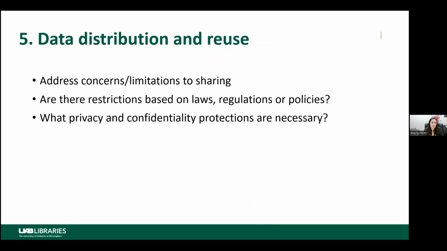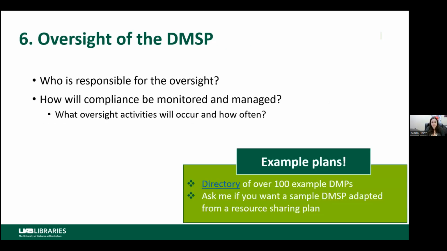In the 5th section, this is really dealing with concerns about distribution and reuse. Are there any limitations to the sharing and why? You just need to explain, and what protections are in place to make sure that any sensitive information is going to be maintained and safe. And then the last section is who's responsible for the oversight. Most of the time, this is going to be the PI of the grant, but it doesn't have to be. And just talking about how they're going to make sure that everybody in the group knows about the data management plan and how they're going to make sure that everyone is complying.